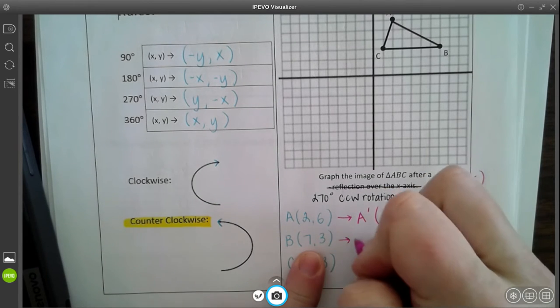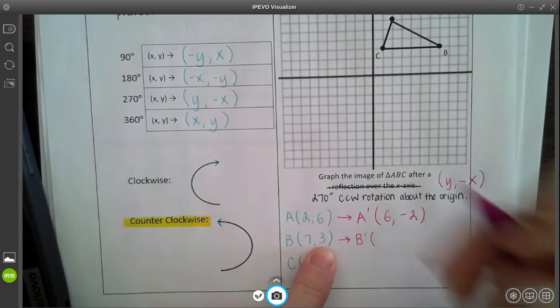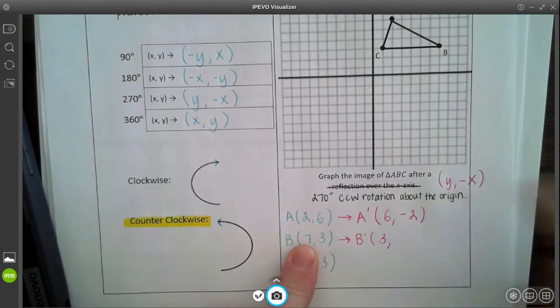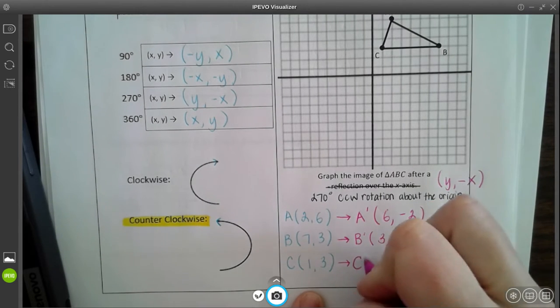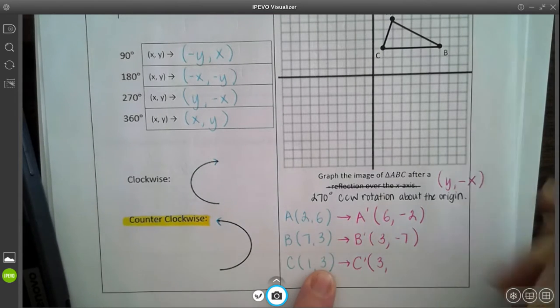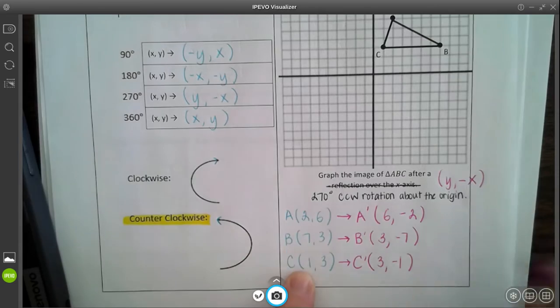Okay, we're going to do that with B to B prime as well. So the y coordinate for B is 3. And then the x is 7. So we're going to take the opposite of that, and that would be a negative 7. And then finally C prime, using our rule, we start with the y coordinate, which is 3. And then we write the opposite of the x coordinate, which is going to be a negative 1.